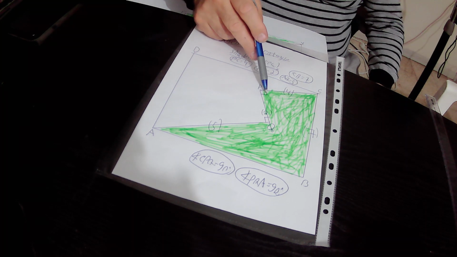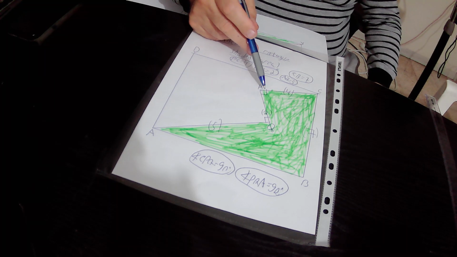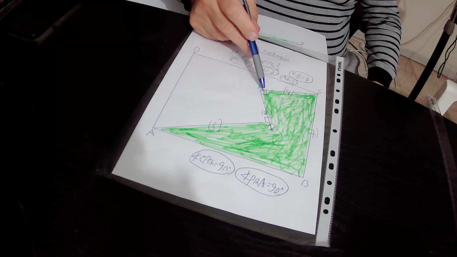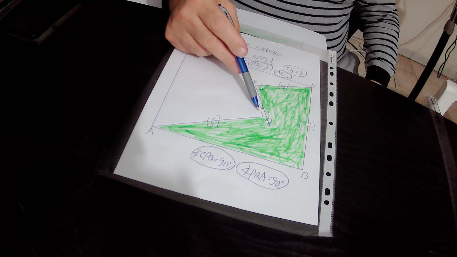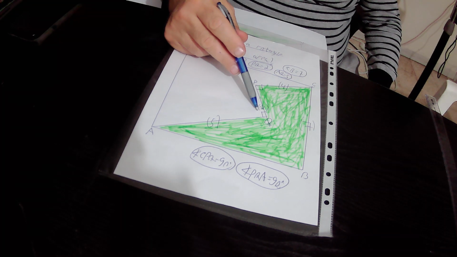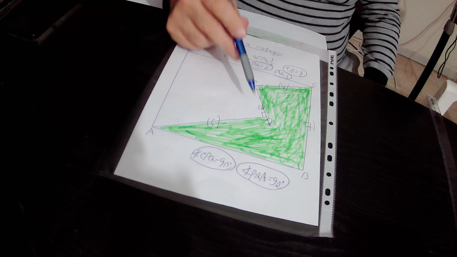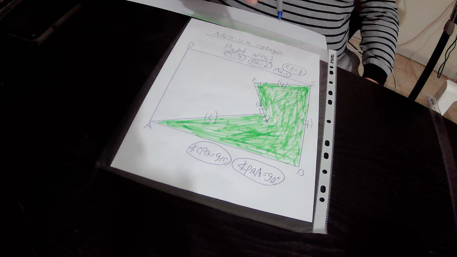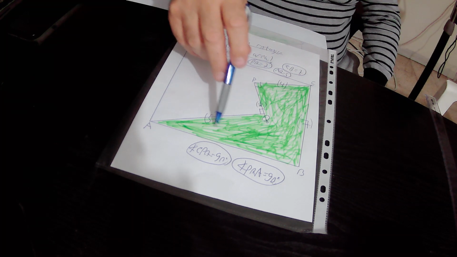Angle CPQ is a right angle. Angle AQP is also a right angle. I repeat, our mission is to find the area of this green shape.